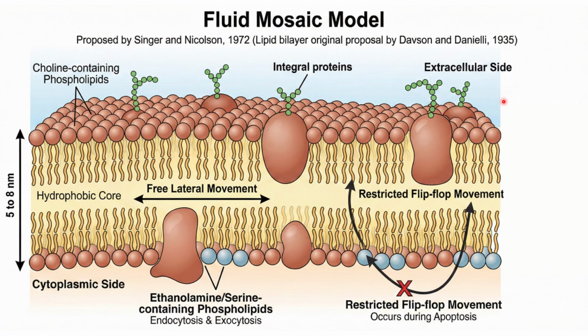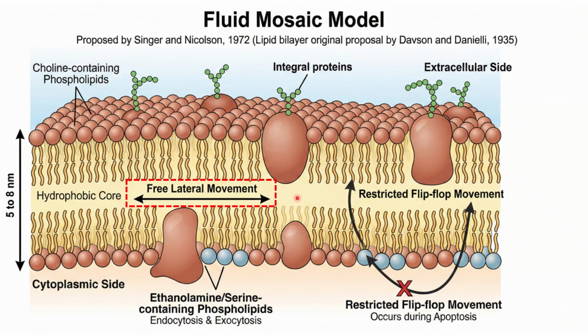So according to the fluid mosaic model, the head is 1.1 nanometers in thickness, whereas the tail is 1.5 nanometers in thickness. So each leaflet is approximately 2.5 nanometers thick. So 2.5 upper layer, 2.5 lower layer, 5 nanometers minimum thickness of the membrane. And the middle gap we can consider, that makes a 5 to 8 nanometer thick plasma membrane in the cell.